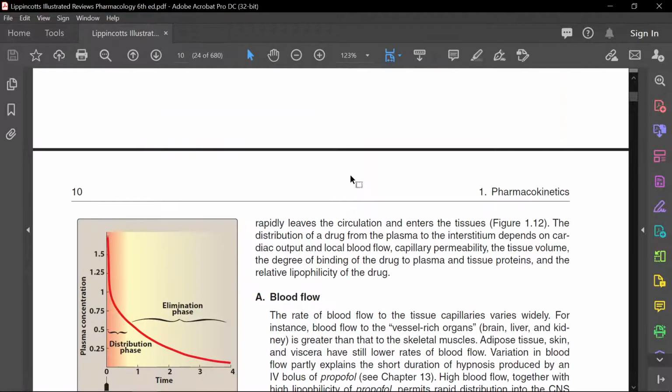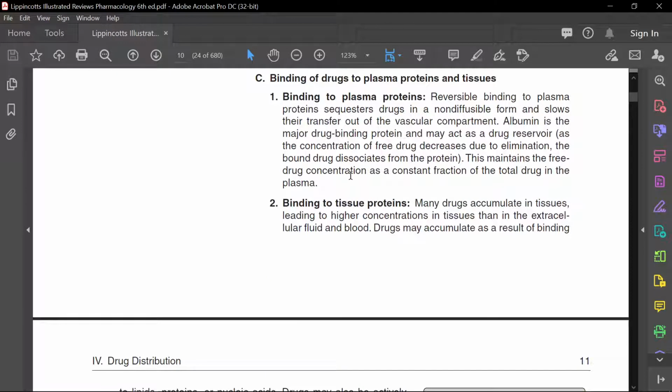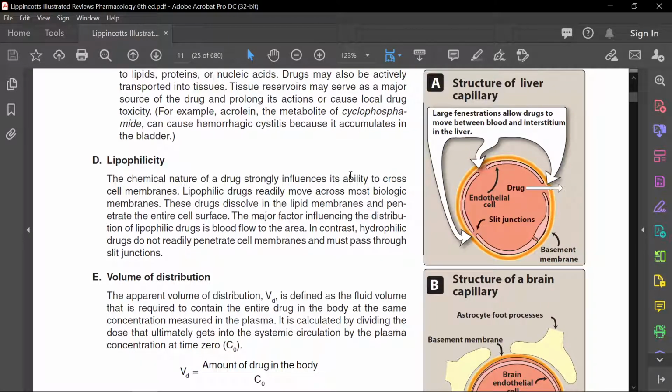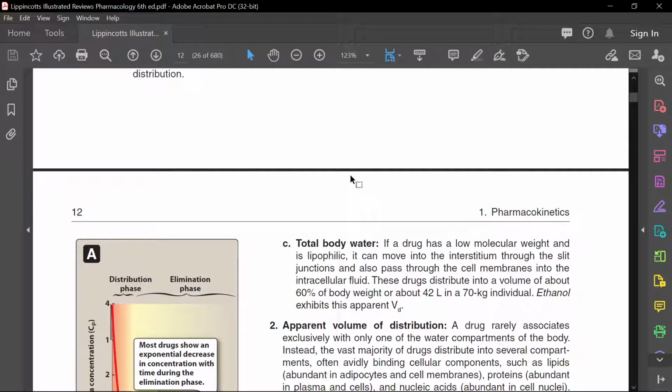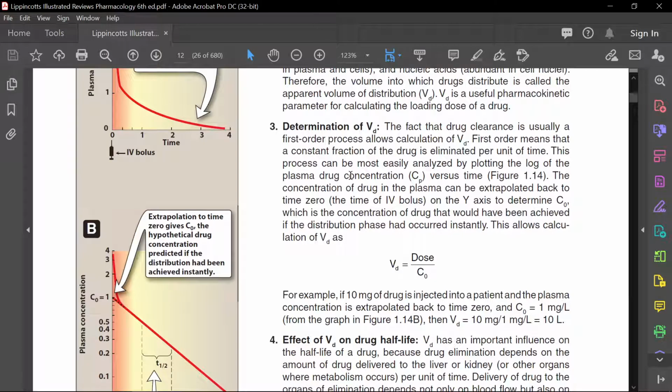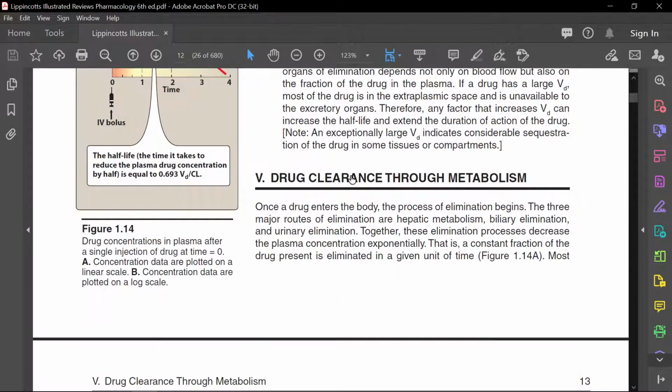The next question is drug distribution and the blood flow and permeability of the vessels, and also the binding of the drug to plasma proteins and tissues. Then the next question is lipophilicity and the volume of distribution and the distribution of the water compartments in the body, including the plasma compartment, extracellular, and intracellular compartments. Then what is the apparent volume of distribution, the determination of the volume of distribution, and the effect of the volume on drug half-life.